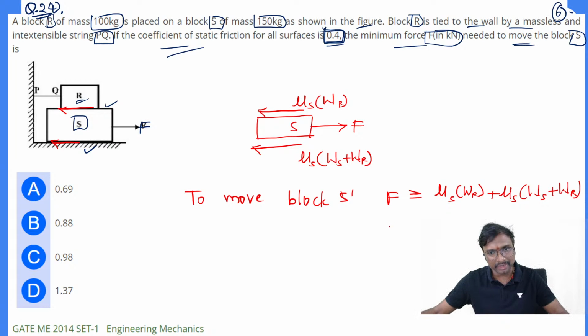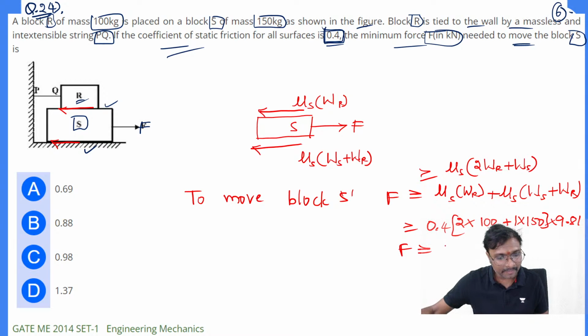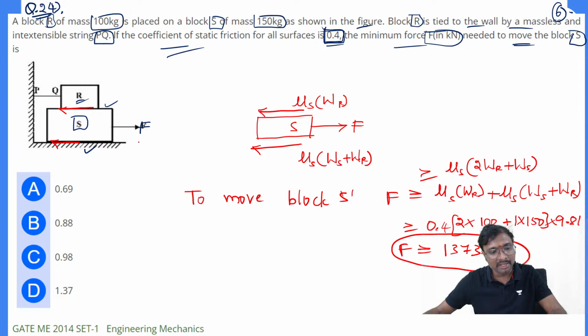Now F should be greater than or equal to mu S, the coefficient of friction 0.4, into 2 times WR plus WS. Two times the weight of R is 2 times 100, converted into weight, plus 1 time the weight of S, 150 into 9.81, because the mass has to be converted into newtons. So F should be greater than or equal to 1373.4 newtons.